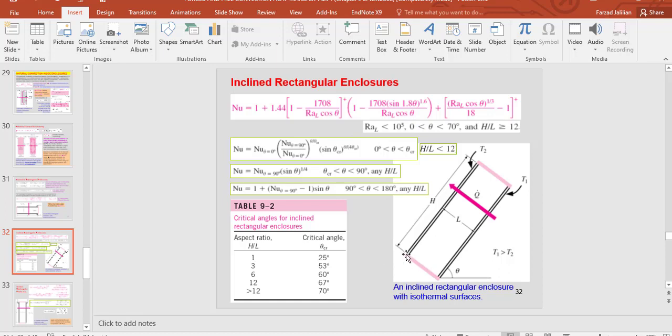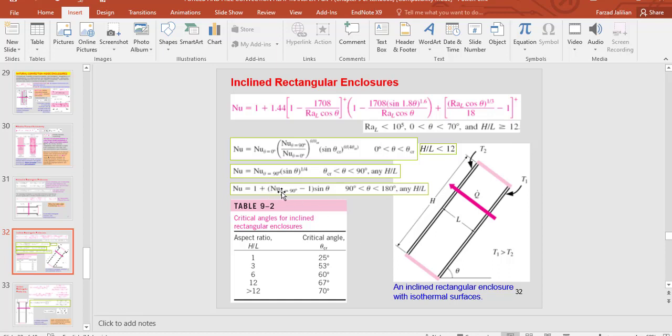When the aspect ratio is less than 12, then you should use this equation for different angles actually. So the Nusselt number for an inclined rectangular enclosure should be calculated according to the aspect ratio and this tilt angle.